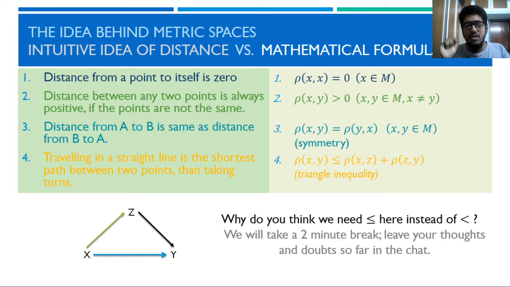Meanwhile, leave your thoughts on why that less than or equal to is there instead of strictly less than. Yes, Bijal, that's true. If x and y are collinear, what does it mean by saying collinear? Which is basic geometry to say that if x, y, and z are in the straight line.